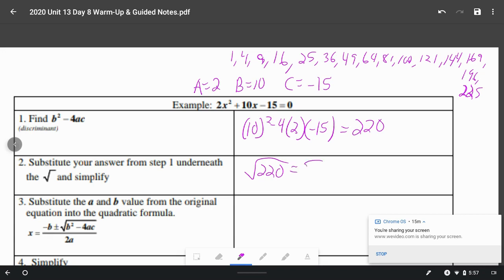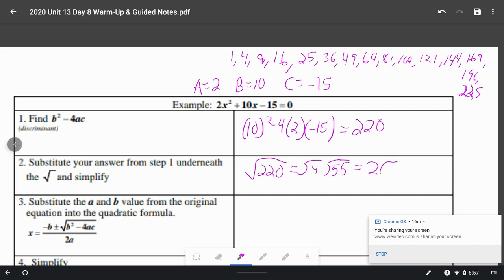So that means that I can break this into the square root of 4. That's my perfect square, that's from my list. And my remainder is 55. That's not on my list. So what's the square root of 4? Well, we should know that the two numbers that will multiply to give me 4 would be 2.